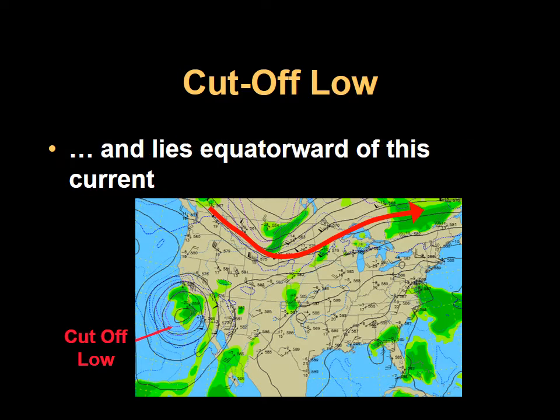And then the other part of the definition of a cutoff low says, and lies equatorward of this current. So equatorward in the northern hemisphere is to the south. So you can see that this low is south of the main west to east flow, south of the jet stream. So this low pressure system would be classified as a cutoff low. And cutoff lows kind of sit there and spin. They dump precipitation that can affect weather for an extended period of time, perhaps for maybe a week or so.